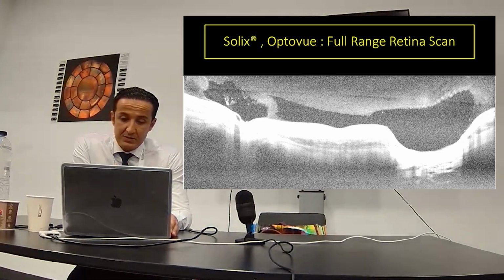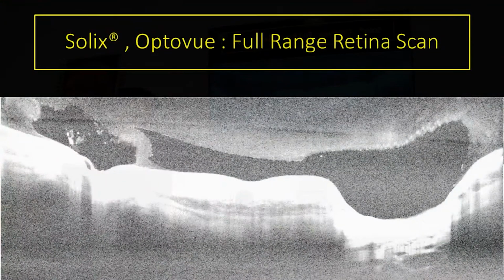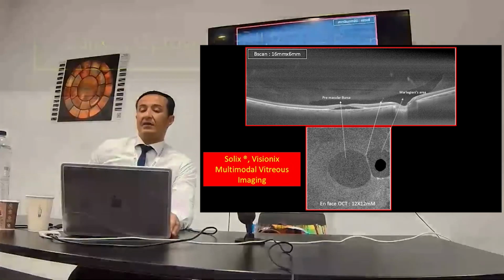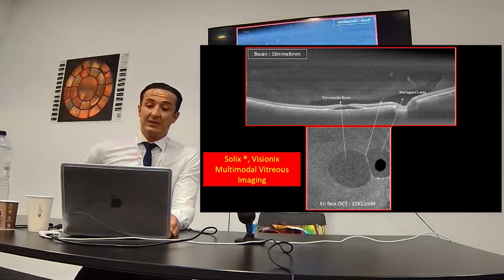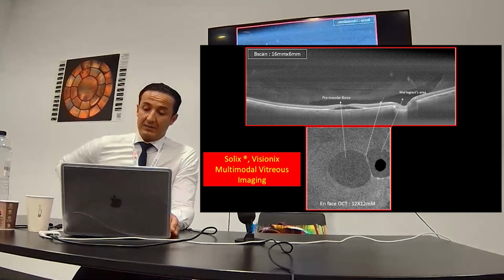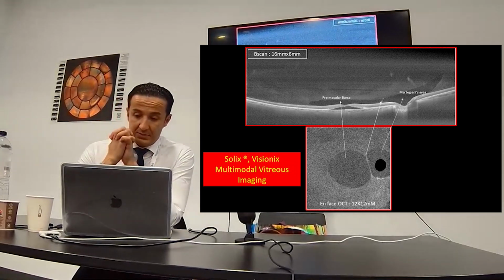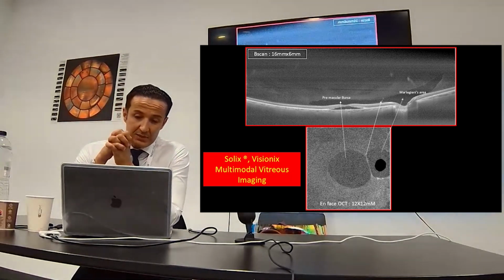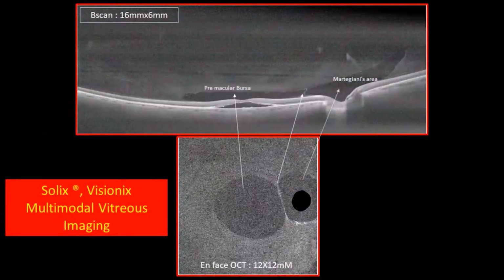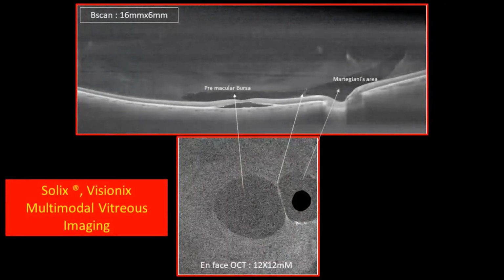Another case here with a coloboma with a very large premacular bursa. You can highlight the area of Martigny. And look, you can have another modality with the OCT en face. You can image the two pockets of premacular bursa and Martigny area as compared to the scan. With the age, there is a connection with the premacular bursa and Martigny area.